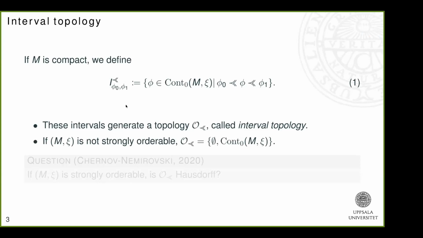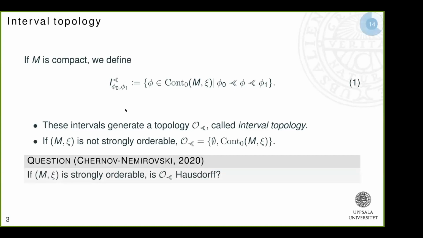But if there does not exist a positive loop, then these topologies might be interesting. And Chernov and Nemirovski, who were also the people that introduced these interval topologies, ask whether, in this case, these interval topologies are always Hausdorff. And what I will explain later is that, in fact, if M is strongly orderable, these turn out to be metric.